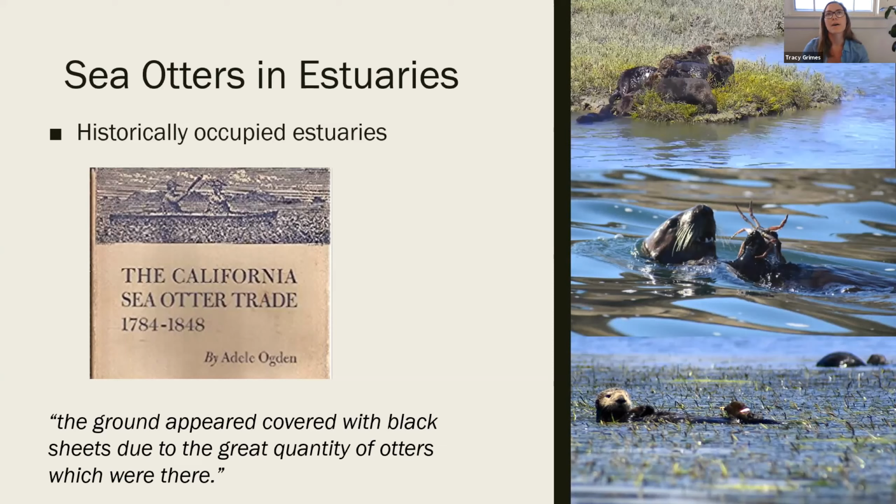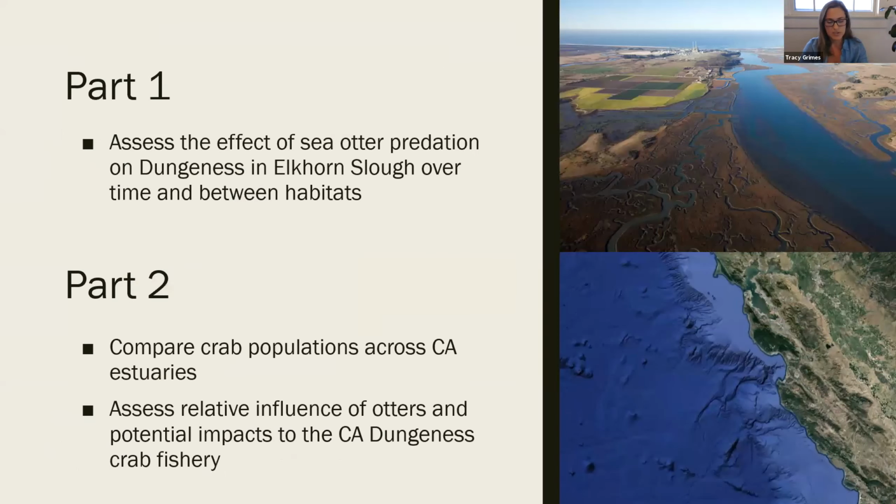So as otters start to recolonize some of these estuaries that used to be their home, it's really going to be important to consider the magnitude of these indirect benefits that they could provide, such as providing additional habitat for juvenile crabs, such as Dungeness crab, while also weighing these negative effects, such as their direct consumption of those very same species. So I'm going to break this research up into two parts.